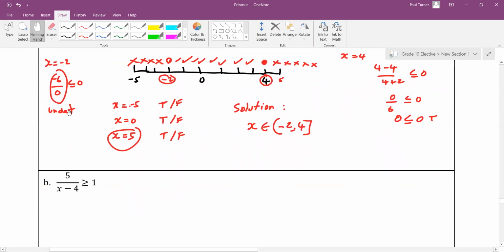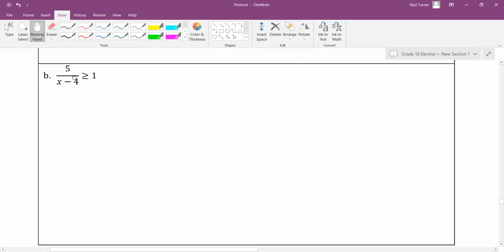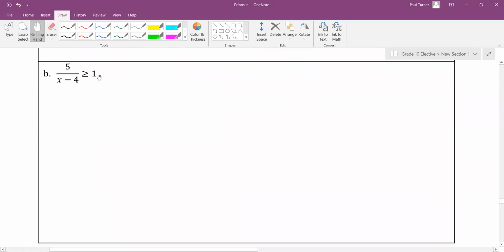Now, I'll start you on this one and maybe you can finish it. Now, the problem here is that you've got 1 on this side and I want to have 0 here. So the good idea here would be to bring the 1 to the other side. So 5 on x minus 4, minus 1 greater than or equal to 0.